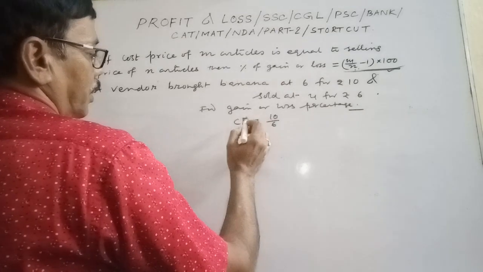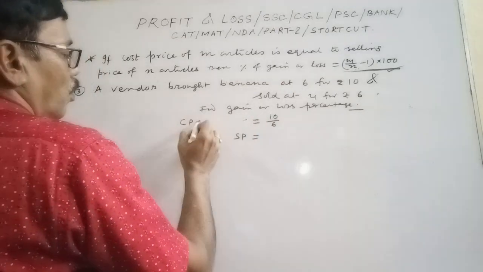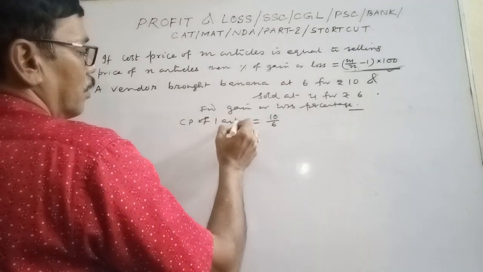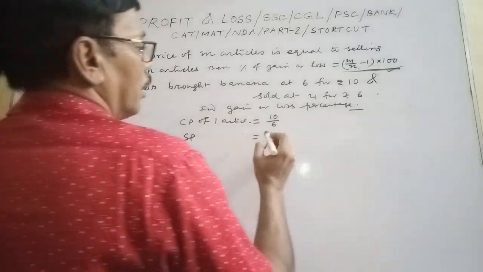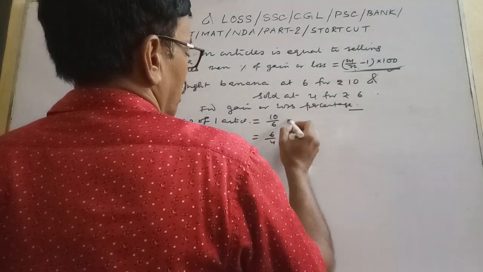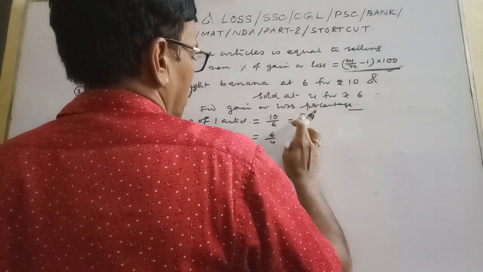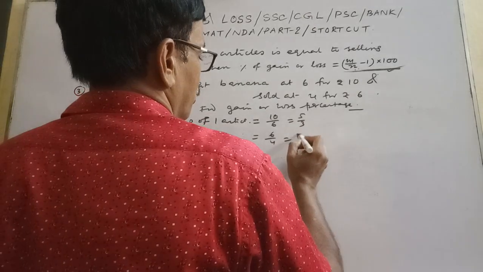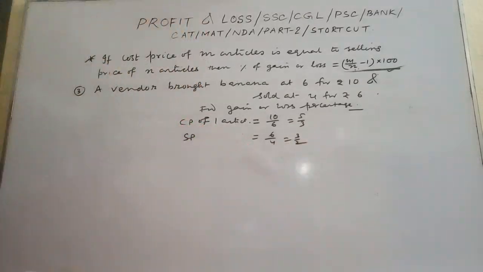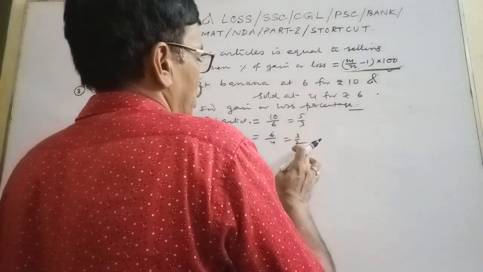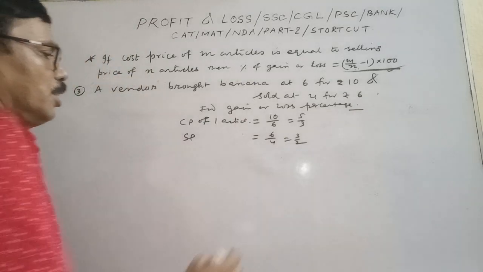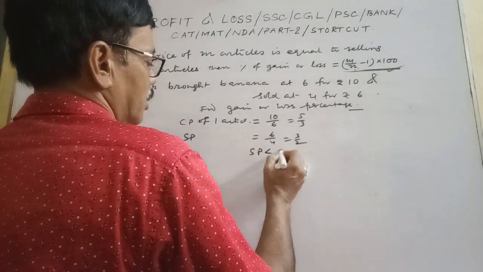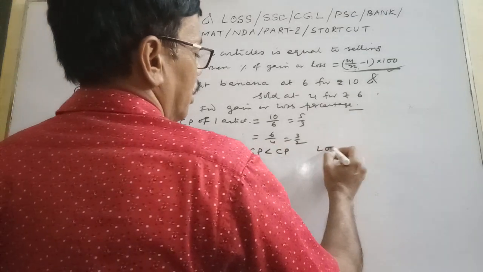CP of one article, and SP of one article, that is 6 by 4. So this is 5 by 3 and this is 3 by 2. Now, which one is bigger? This is 1.5 and this is 1.6 approximately. So SP is less than CP, so you are getting a loss.